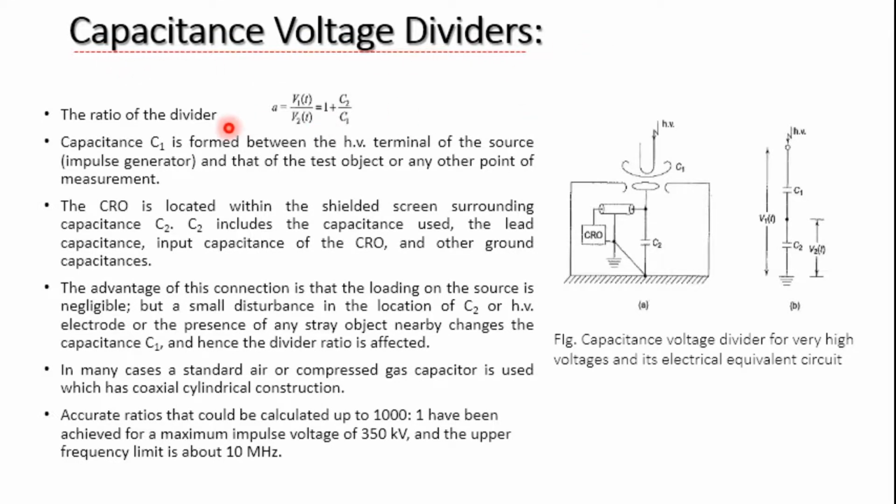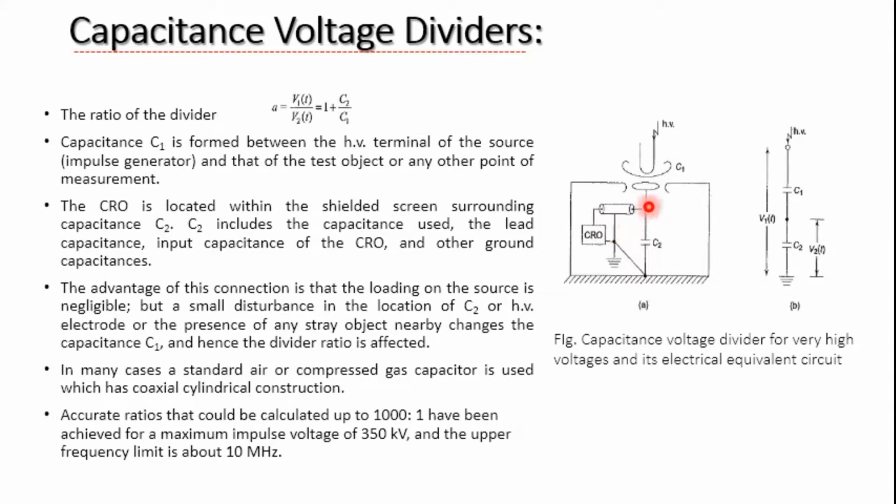Capacitance voltage dividers. This is the equivalent circuit, which you can see here, C1 and C2, which are connected in series. C1 is on the high voltage side, C2 is on the low voltage side, connected to the low voltage arm for the measurement. Then the ratio of the divider is given as A equals V1 by V2. This is the same as we discussed for the resistance, but in place of resistance, we are considering capacitance. So A equals 1 plus C2 by C1. C1 is formed between the high voltage terminal of the source and that of the test, or any other point of the measurement.